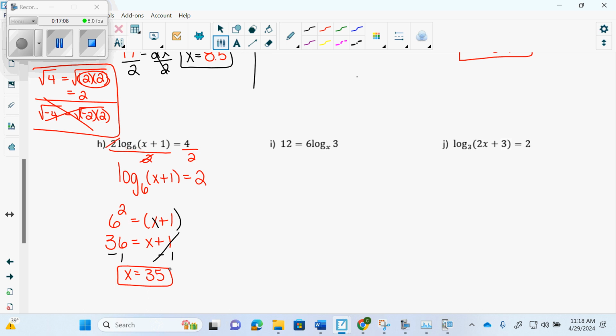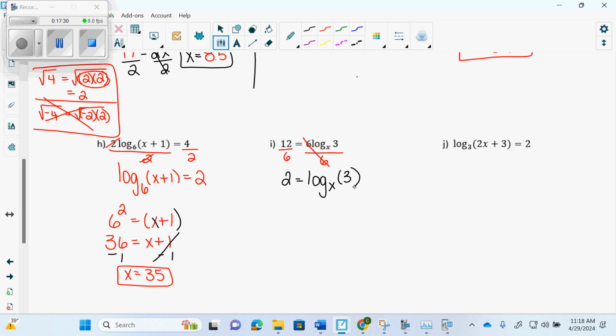You need to divide by 6 so that you can get 3 pieces of information instead of 4 pieces. If I have 4, I cannot convert. So I'm going to divide the 6 over. And I get 2 equals log base x of 3. And I know I need to convert because the variable is attached to the log.